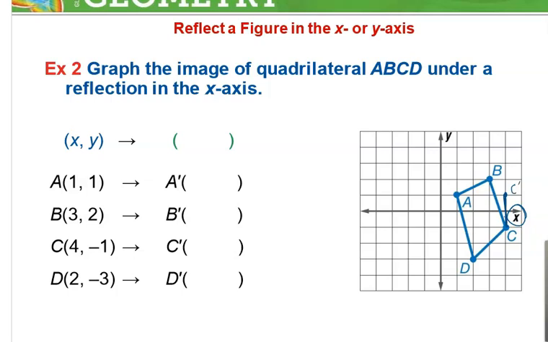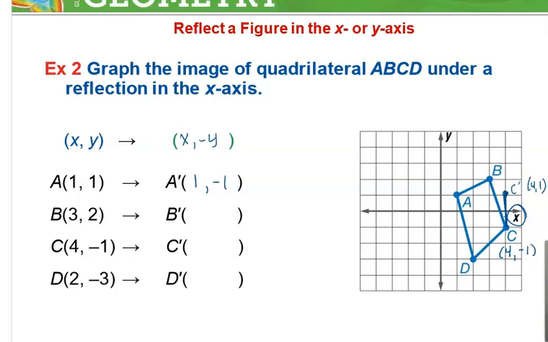So what's happening here? Well, x is at 1, 2, 3, 4, and y is at -1. But if I reflect that point over the x-axis, it's going to be at 4, 1. So what's happened? Well, the x value stayed the same. The y value is opposite. So for the first point, A, 1, 1, the x value will be the same. That y value will be opposite. You try the rest, pause the video, and then come back.